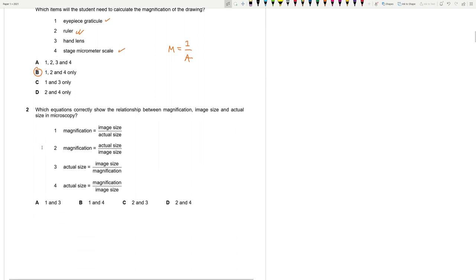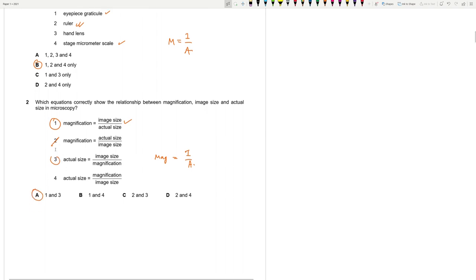Next, which equations correctly show the relationship between image magnification, image size, and actual size? It's MIA, right? So magnification is equal to image size by actual size. That's fine. This is wrong. Next, actual size is equal to image size by this. If we rearrange this algebraically, magnification is equal to image size by actual size. That looks good, right? So 1 is fine, 3 is also fine. So it's 1 and 3, 2A.